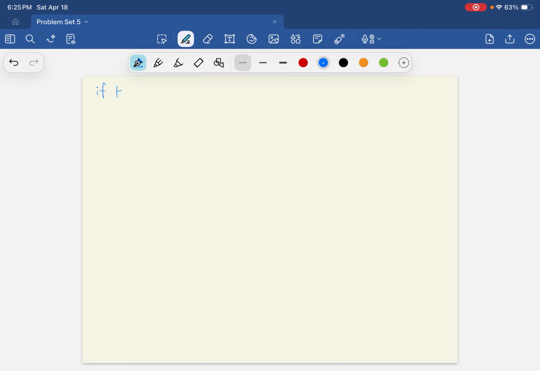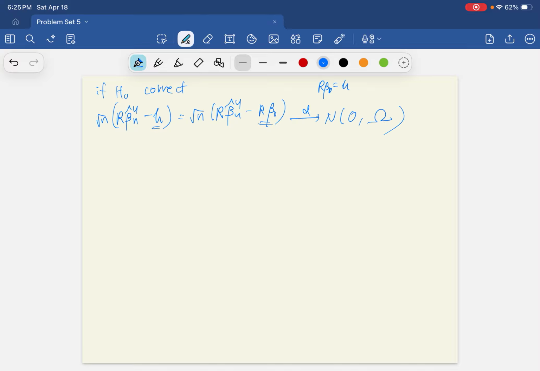Now then, let's think about what happens if H0 is correct. Square root n times R times beta hat n minus H, this is what we are going to calculate, equals R times beta hat n minus R times beta 0. Because remember, the null hypothesis is R times beta 0 equals H. Okay, so H is R times beta 0. And then this is exactly what I had. So the null distribution is already calculated.